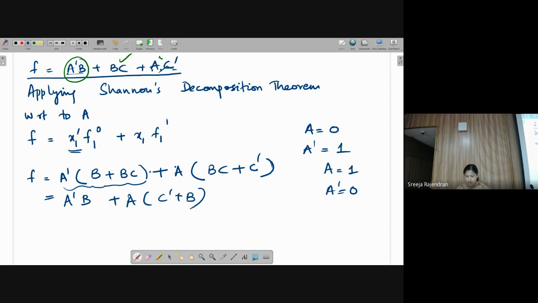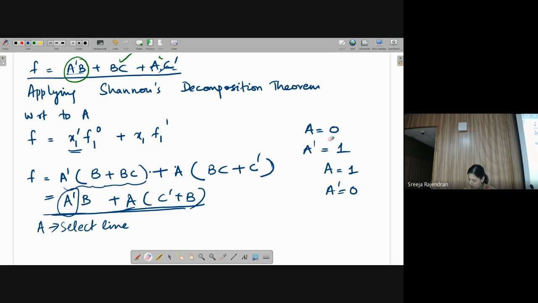Now what does this look like? This looks like a is the select. When a is 0, b is the input, and when a is 1, b plus c bar is the input that is chosen. Can I think of it like a multiplexer itself, where a becomes the select line? So whichever variable I have used to decompose it, that becomes the select line. So here a is the select line.